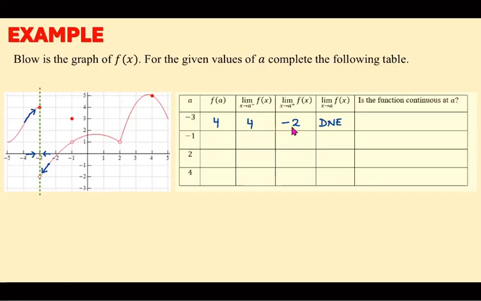I mean, the limit does not exist. The left-hand limit and right-hand limit are not equal, so the limit does not exist. And also, what I mean to say here is, since the left-hand limit and right-hand limit are not the same, and you can see that the function has a jump here, the function is not continuous. So we say that the function is not continuous, no. That is at -3.